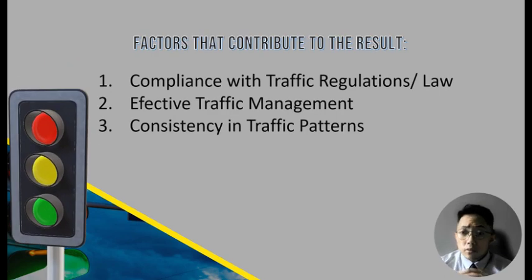Based on the results and discussion where the data are in control, there are factors that contribute to the result. The first one is compliance with traffic regulation. In the case of vehicles meeting red lights, the control charts show that the majority of vehicles follow the traffic laws, where most of them do not significantly exceed the speed limit or exhibit unsafe behaviors. The second one is effective traffic management.